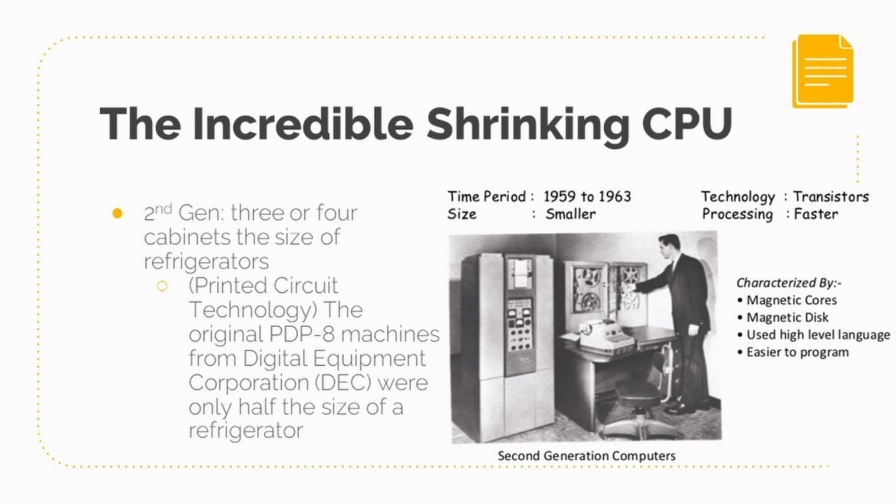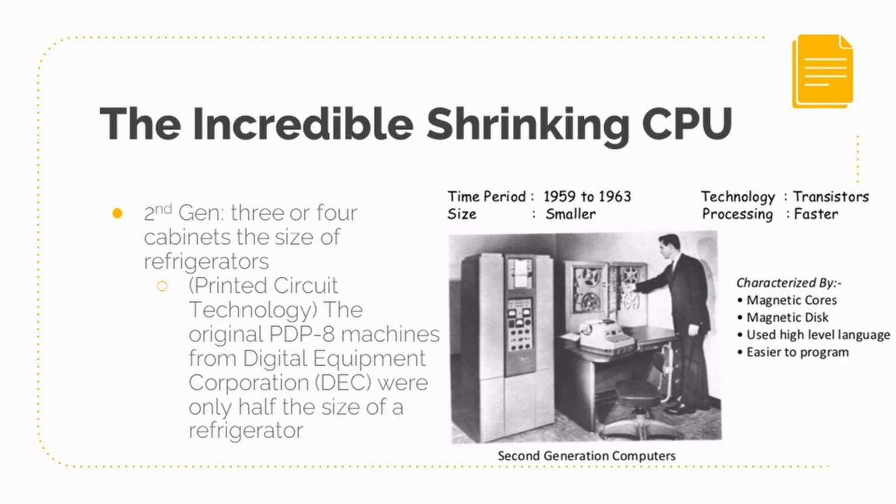These machines were groundbreaking for their time because they were significantly smaller and more affordable than the mainframe computers that preceded them. The original PDP-8 machines were indeed much smaller than the room-sized behemoths of the first generation. They typically occupied only 3 or 4 cabinets, each about the size of a refrigerator. This reduction in size was made possible by advancements in printed circuit technology, which allowed for the integration of electronic components onto compact circuit boards.